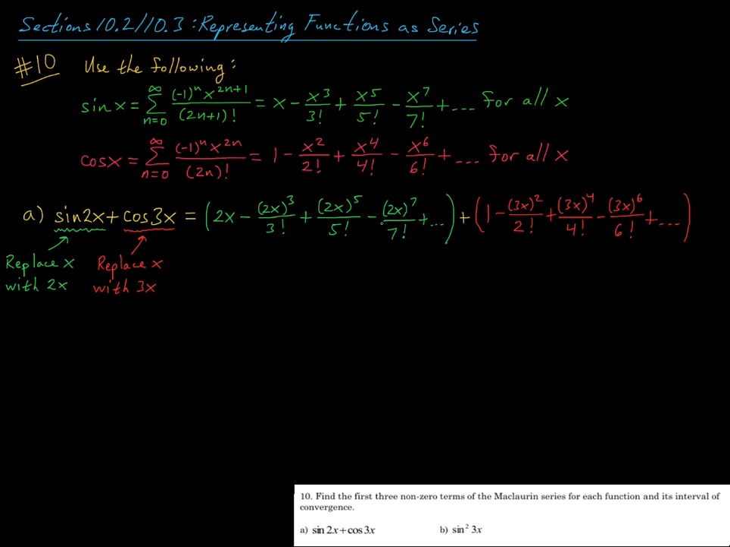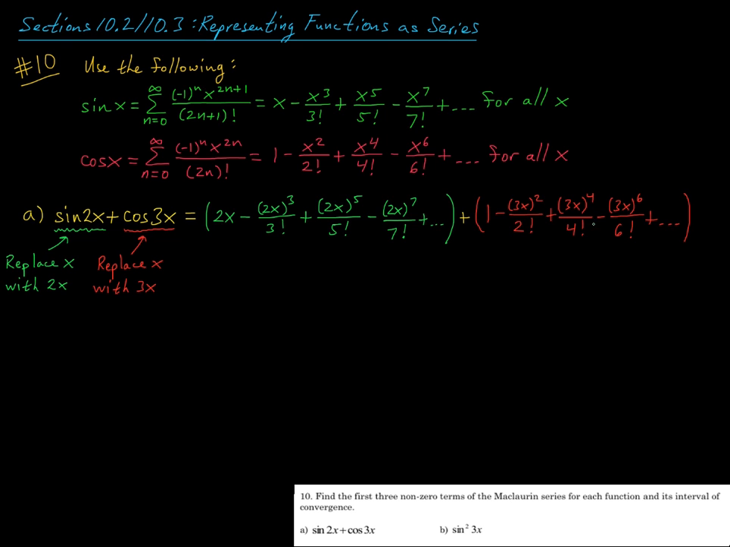Okay, so for sine of 2x in green, I'm taking the series for sine that I have up above, and I'm replacing x with 2x, okay? So instead of starting with an x, I have 2x here, then minus 2x cubed over 3 factorial plus 2x to the 5th over 5 factorial, and so on. All right, and then likewise for the cosine of 3x, just replace x with 3x in this series for cosine. So that gives us 1 minus 3x squared over 2 factorial plus 3x to the 4th over 4 factorial, and so on.